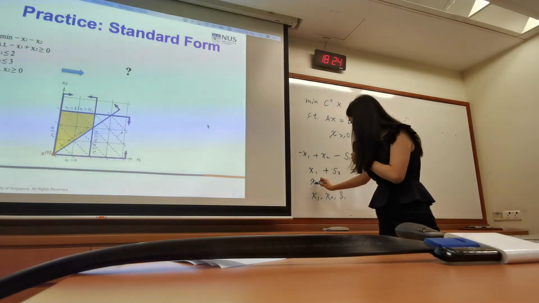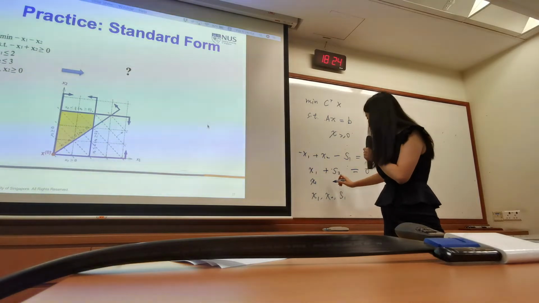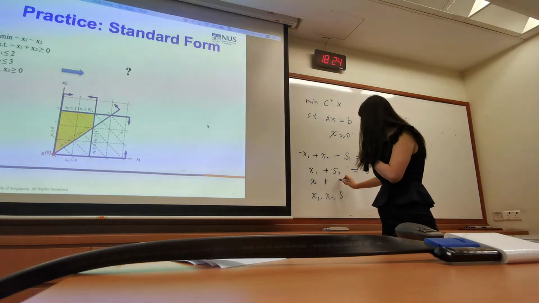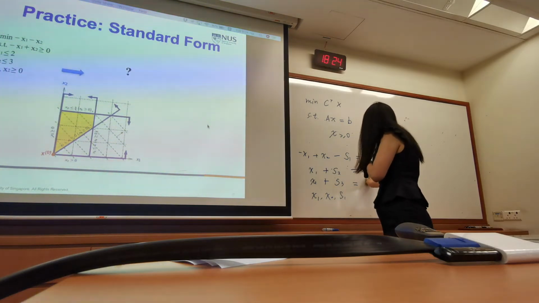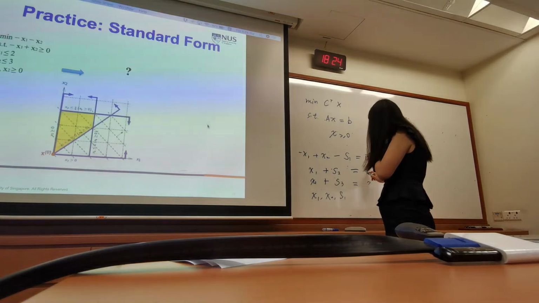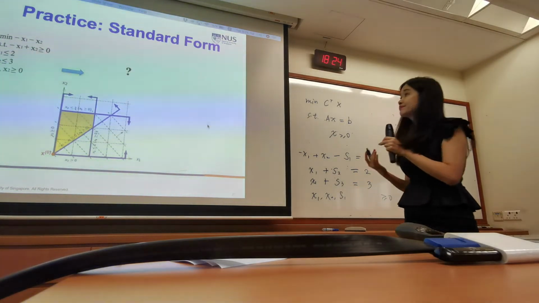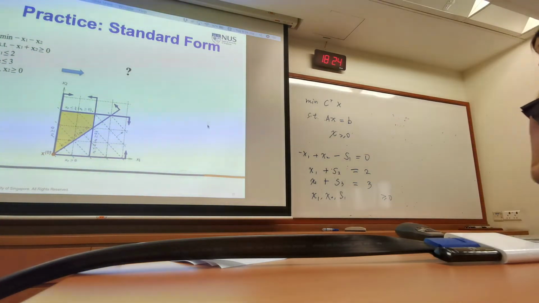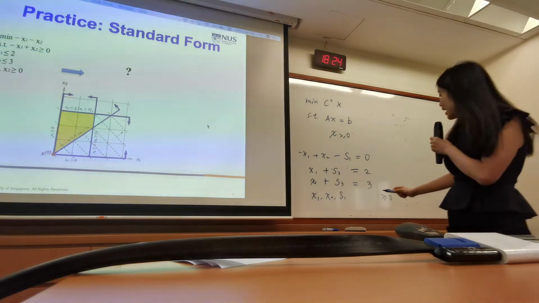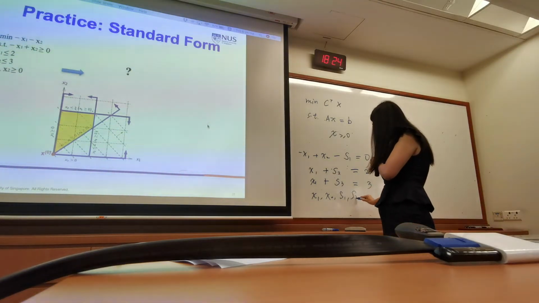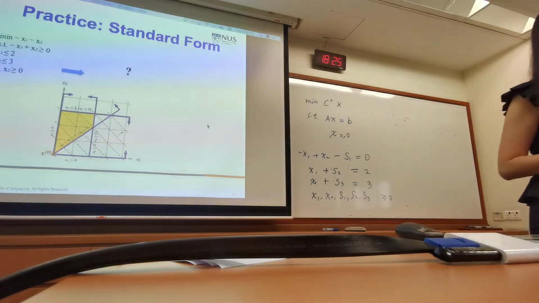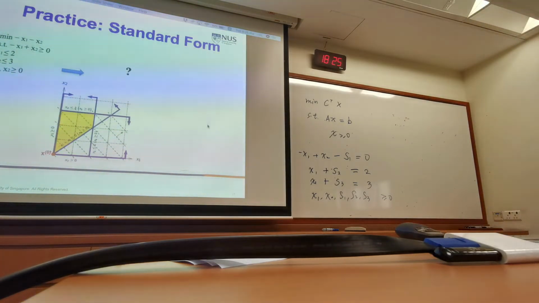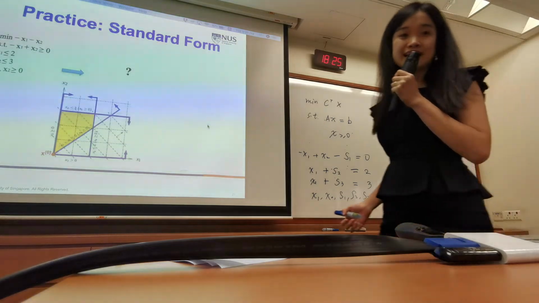Similar for x2, smaller or equal than 3, write it the same way. So it's not 0, right? The right hand side, you don't change it. And oh my, is this correct? This seems to be my transform to a standard format.